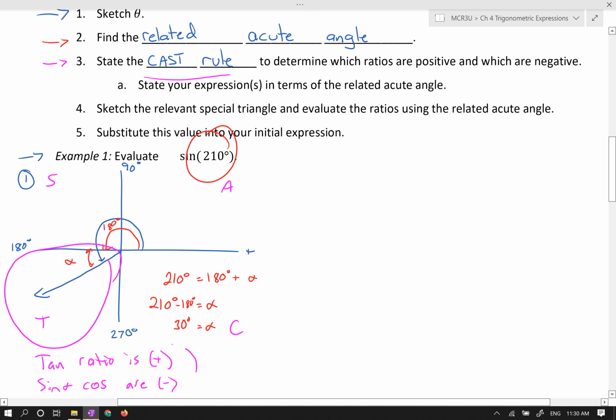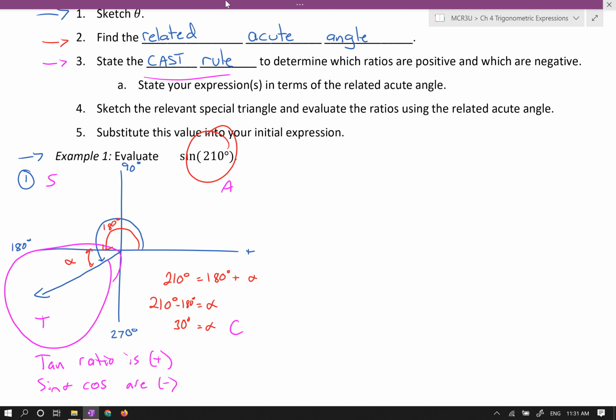Fantastic. Do you need to write this part down every time? No, you don't. Just writing out your CAST rule is fine. But I'm hoping to write those down this time so that you can follow along.